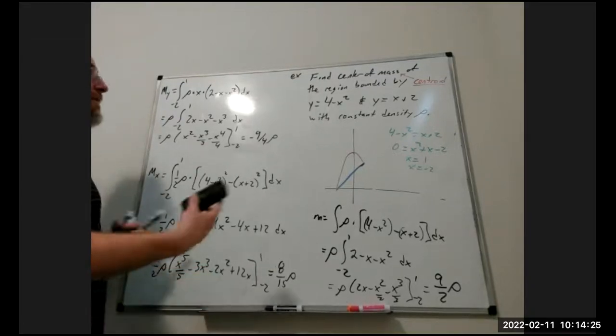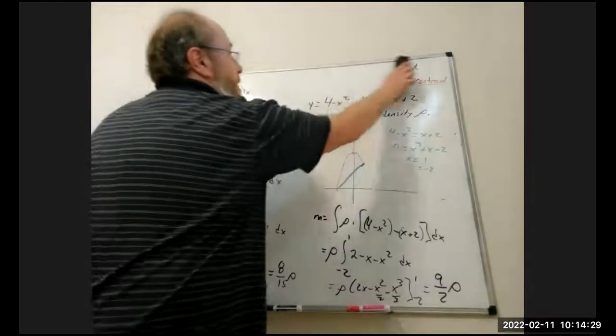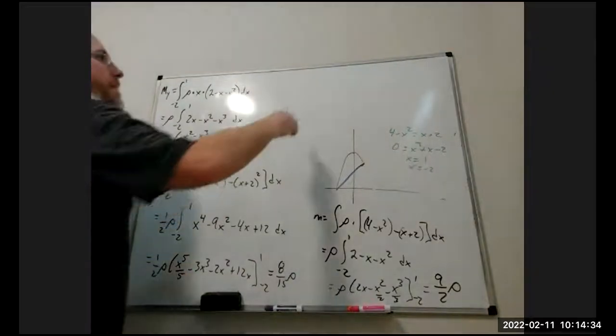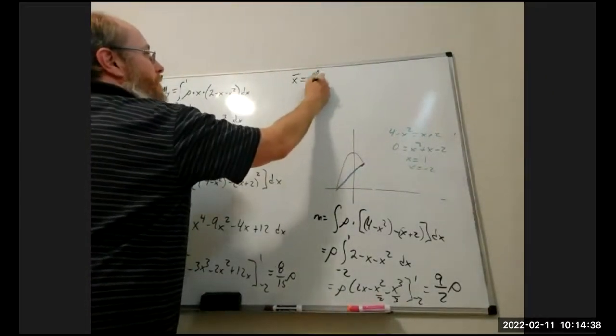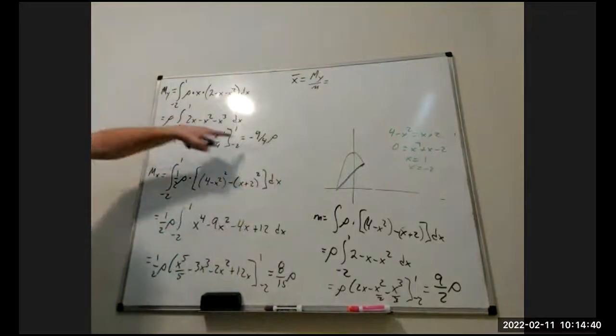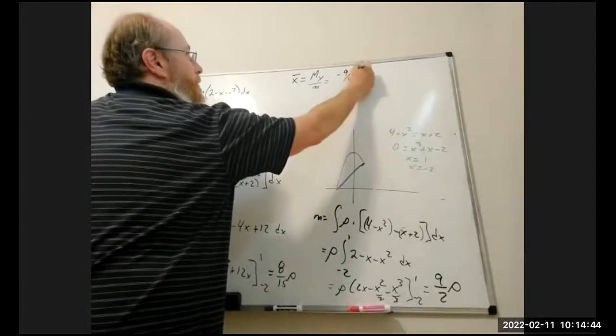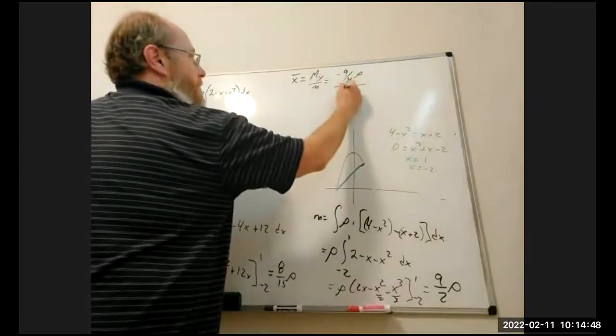All right, so let's finish this off. Let's get our center of mass. So x bar, that's My over the mass. So My was -9/4 rho. And we're going to divide that by 9/2 rho.